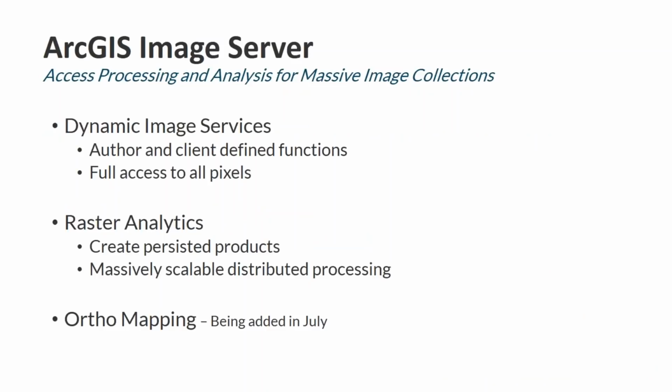So when you have the Mosaic datasets, you can then serve those through ArcGIS Image Server, and ArcGIS Image Server really provides the processing and analysis for these massive image collections. There are three capabilities of Image Server. One is the dynamic image services, which is what I've been showing you today. Pan and zoom around, and the server is performing the processing.